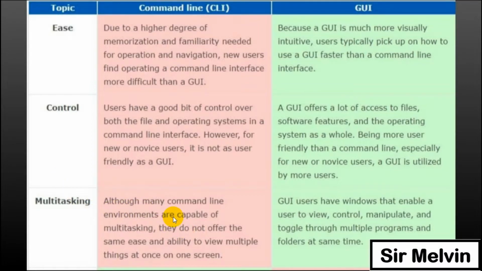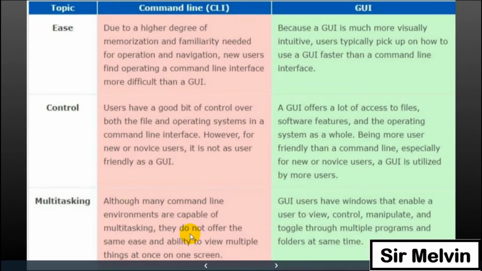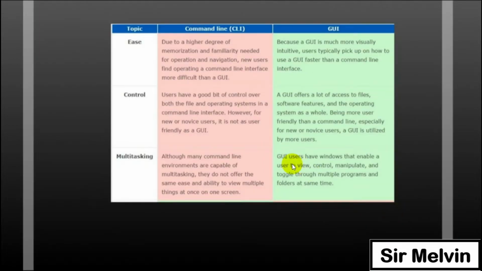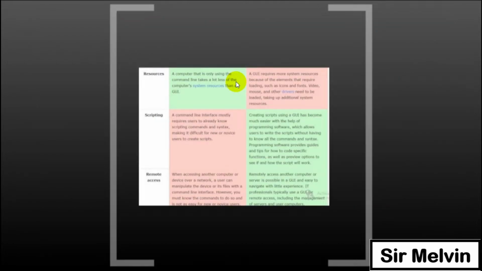Although many command line environments are capable of multitasking, they do not offer the same ease and ability to view multiple things at once on one screen. And in GUI, users have windows that enable a user to view, control, manipulate, and toggle through multiple programs and folders at the same time. Next, this is the difference between the GUI and CLI.